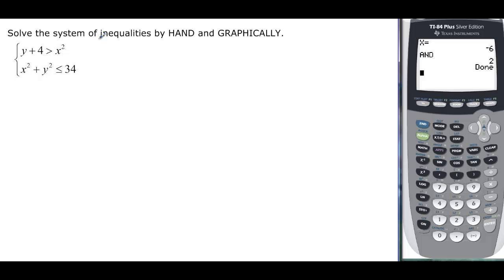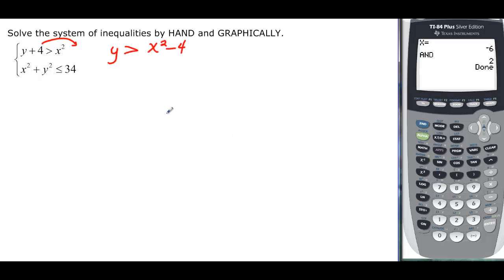All right, we have the system of inequalities here, and we want to do them by hand and graphically, because sometimes your calculator dies, so we want to make sure we can do it both ways. So I'm going to solve this one for y, and I'm just going to take the 4 to the other side. That doesn't change my inequality because I didn't divide. So y is greater than x squared minus 4.